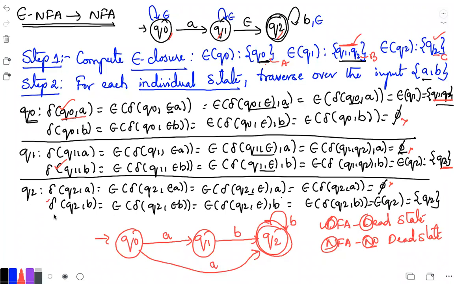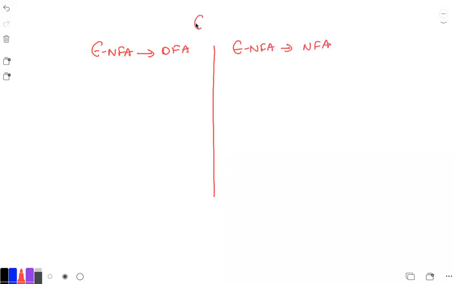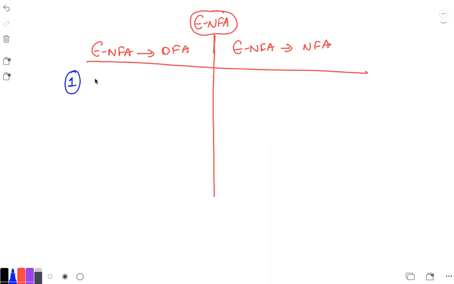Understood. Okay. Let me summarize the things in a tabular fashion so that it will be much clearer to you. So Epsilon-NFA to DFA, that's the first thing. And Epsilon-NFA to NFA. We have two kinds of conversions for Epsilon-NFA. A somewhat easy concept amongst all the first unit concepts. So what is the first step in both the things? Closures. Epsilon closures. Clear, all of you?